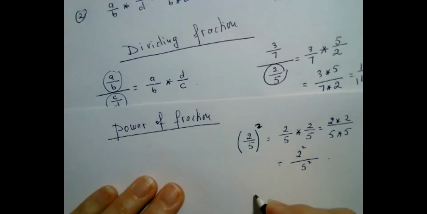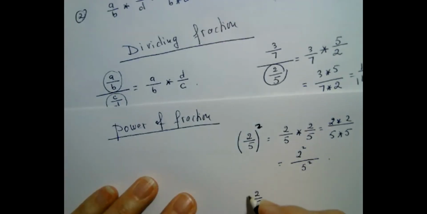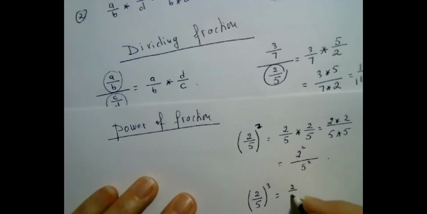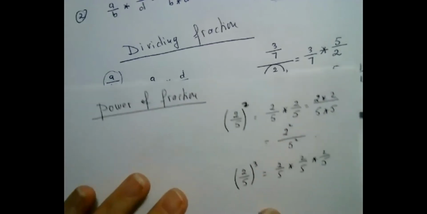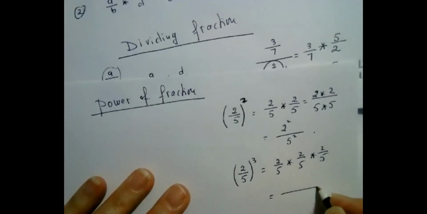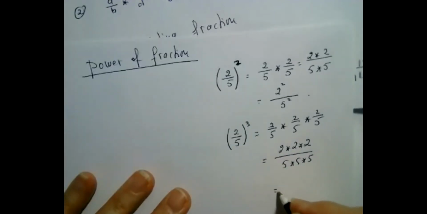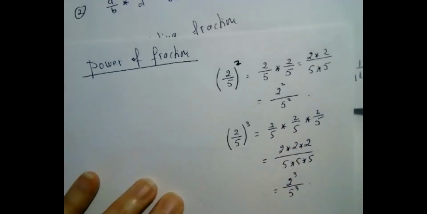Now suppose I take 2 over 5 to the power 3. Again, it's 2 over 5 times 2 over 5 times 2 over 5. So it's going to give me how much? 2 times 2 times 2, because it's a product, so you multiply the numerators, over 5 times 5 times 5. So it's going to be 2 to the power 3 over 5 to the power 3.